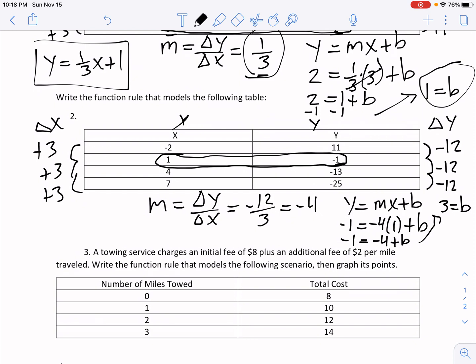So now I have my m and I have my b. So writing my equation, I'd have y equals -4, that's my slope, x plus b, which is 3. Okay? So my equation is y equals -4x plus 3.